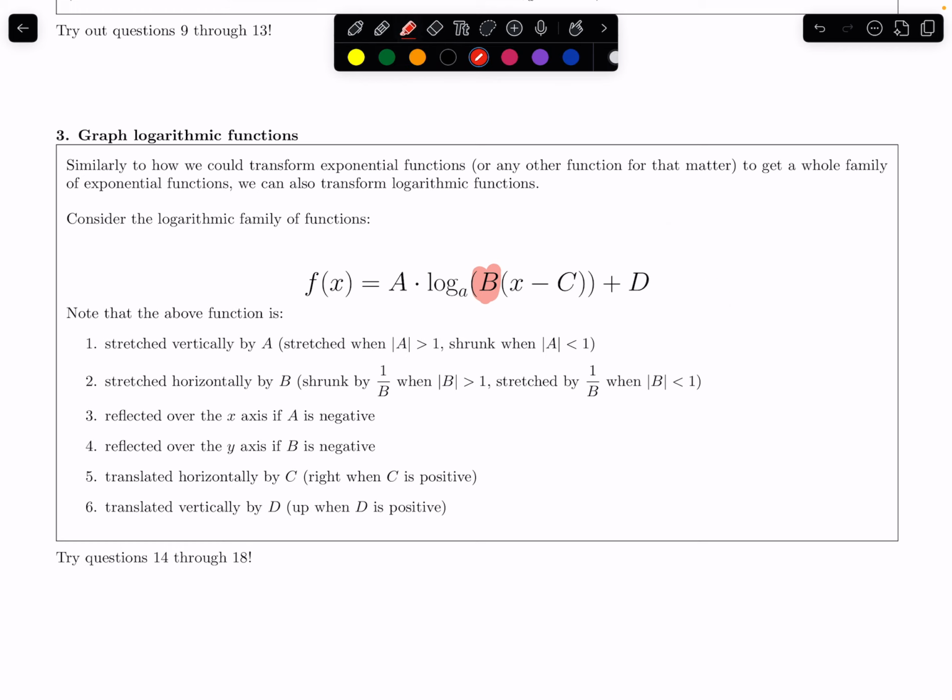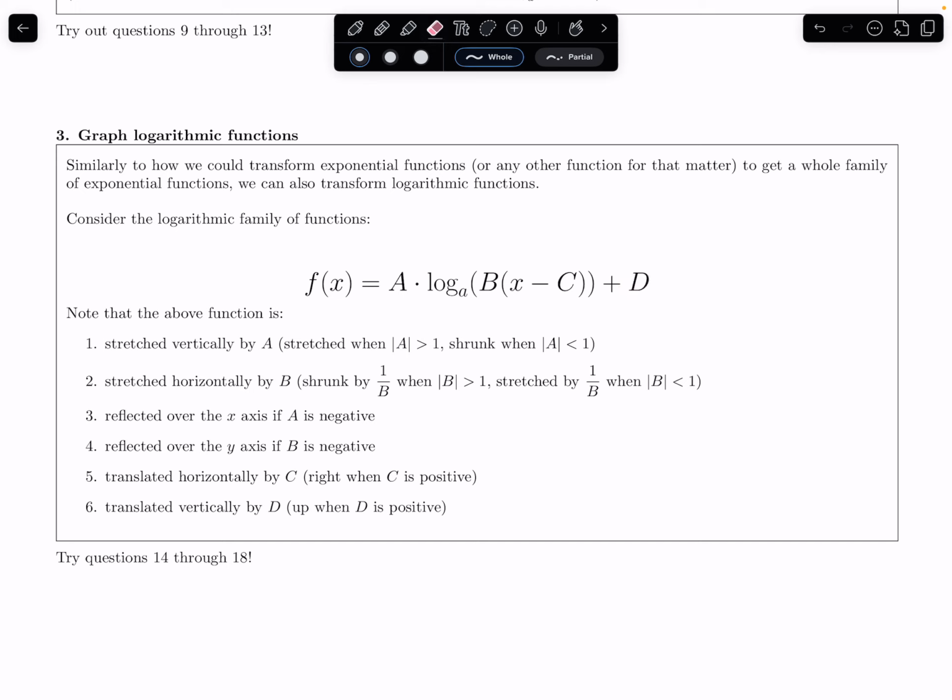And then c also close to the x, right? It happens before any function is applied. So you subtract before, then that's going to be a horizontal shift to the right. If you add, it's a horizontal shift to the left. And then finally the D. D is on the very outside. If it's positive, move up. If negative, move down. To me, that's the most intuitive one of all of them.